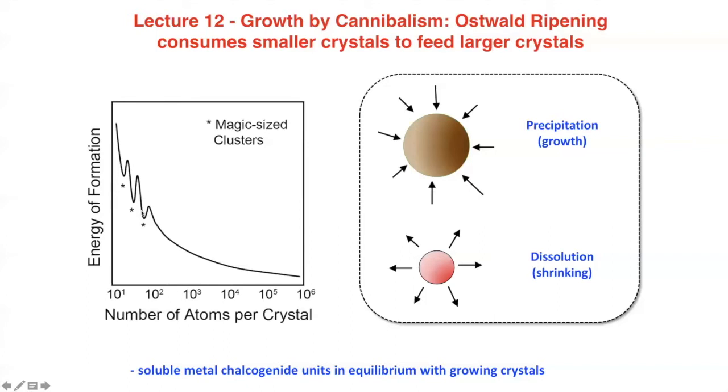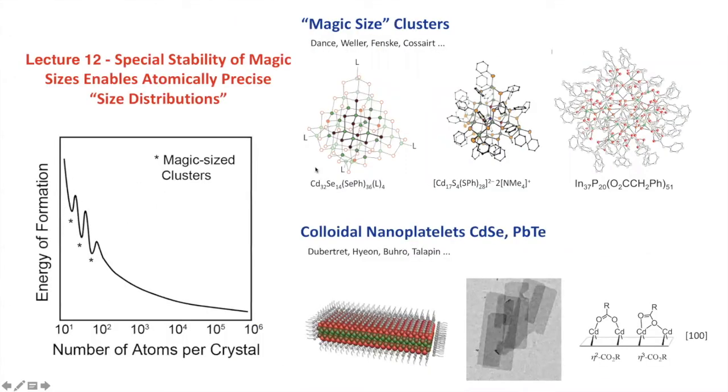But at really small sizes, where you have a few atoms and a molecular kind of size, you get these dips. And these dips people refer to as magic-sized crystals or clusters. And there are a lot of them. And I would say I've shown some classics here. Ian Dance and Dieter Fenske.